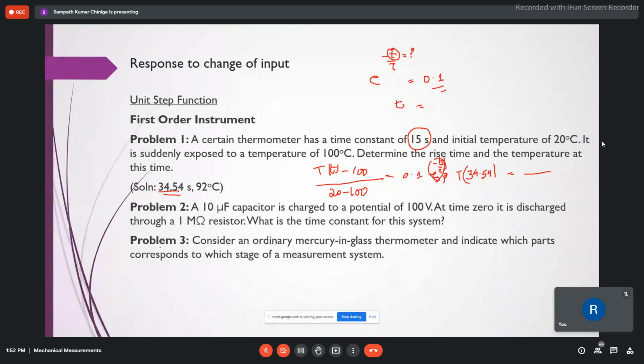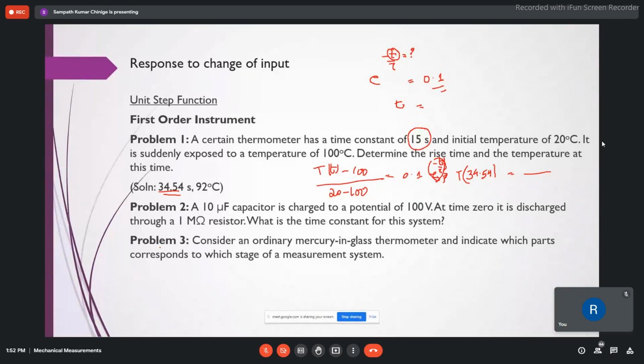So second problem, can you check it out? A 10 microfarad capacitor is charged to a potential of 100 volts. They have given the voltage. At time t0, it is discharged through a 1 megaohm resistor. So the resistance is also given. It is 1 megaohm. It is just asking what is the time constant for this system.